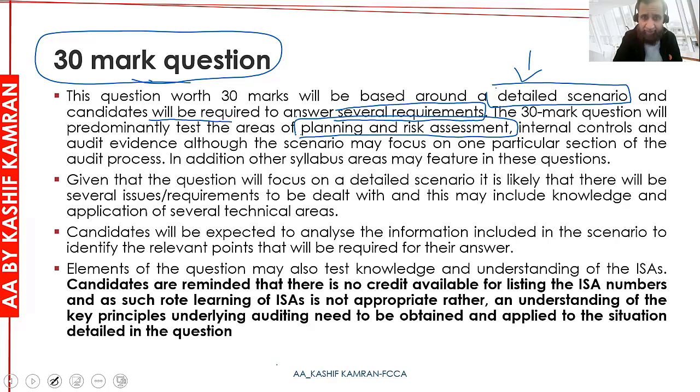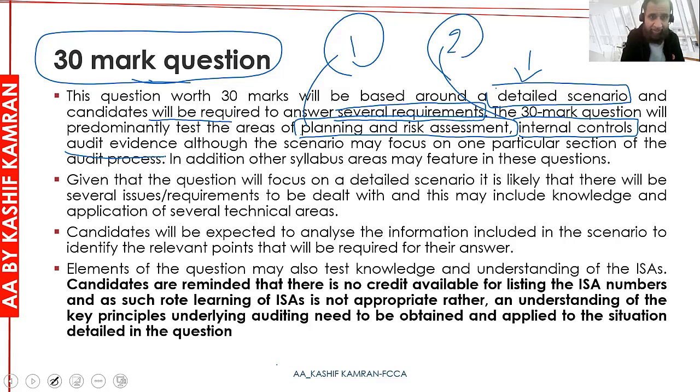So that's one very important area. Number one: the question number one is mostly made on planning and risk. Mostly, right? It is also made on internal controls. Number two. And audit evidence. Number three. I've rarely seen the question number one coming on audit evidence, but mostly it's on planning and risk. Sometimes it's on internal control. But these are three important areas which contribute heavily to the question number one: risk assessment, internal controls, and audit evidence.